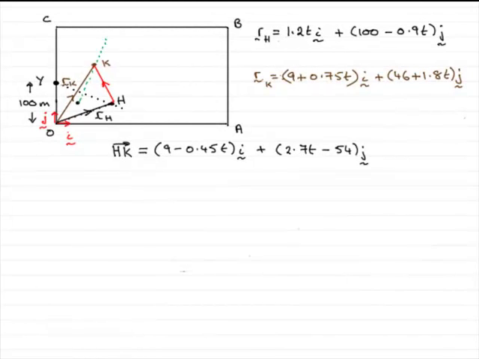Now in the last part then of this question, we've got to show that the hikers meet and also find the position vector of where they meet. So how are we going to do this? Well, what we know from the previous part is that HK was equal to this vector here. And if they meet, then we would know that this vector would be 0. Okay, the null vector, no i, no j.